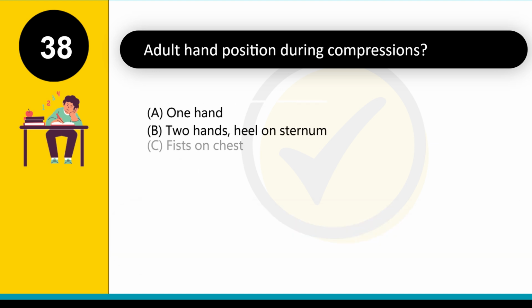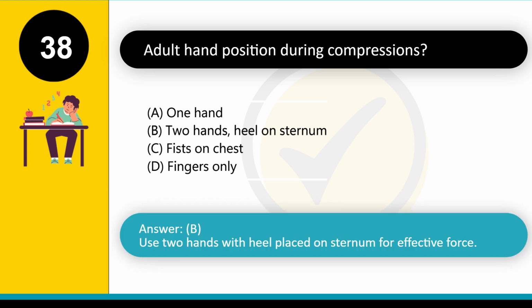Adult hand position during compressions? A. 1 hand. B. 2 hands, heel on sternum. C. Fists on chest. D. Fingers only. Answer, B. Use 2 hands with heel placed on sternum for effective force.